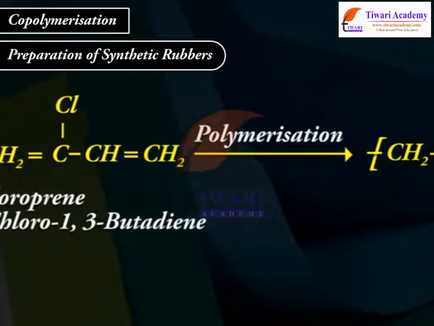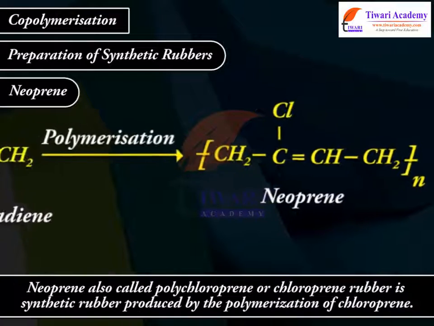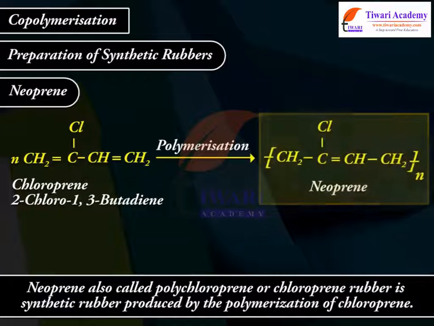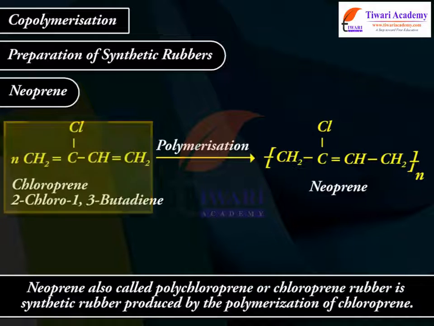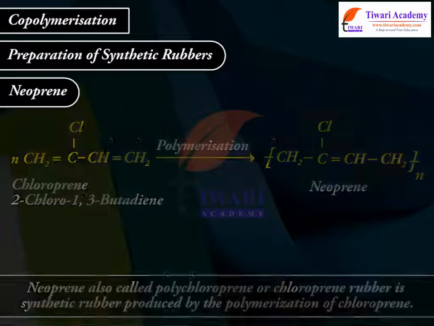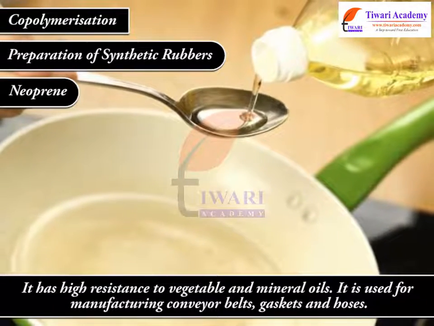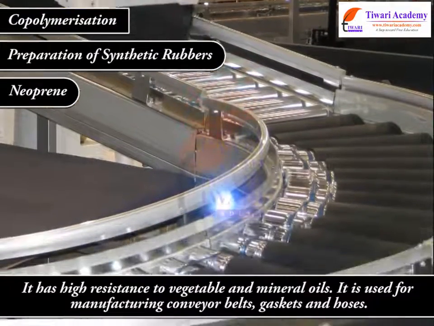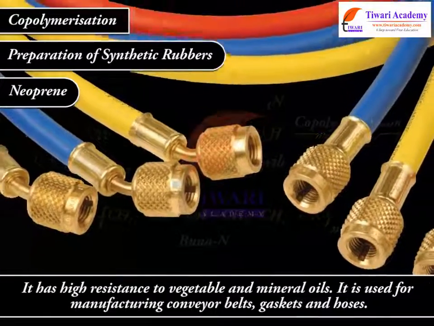Preparation of synthetic rubbers. Neoprene. Neoprene, also called polychloroprene or chloroprene rubber, is synthetic rubber produced by the polymerization of chloroprene. It has a high resistance to vegetable and mineral oils. It is used for manufacturing conveyor belts, gaskets, and hoses.